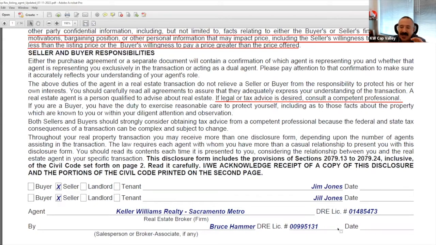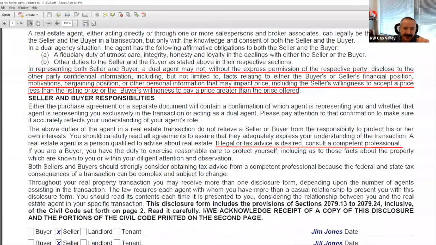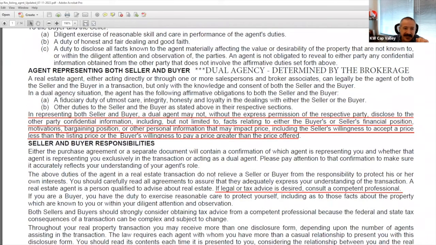The reason it's not is because dual agency is determined by the corporate license number, not the broker of record's license number. Capital Valley has a different corporate license number, which means that is not dual agency. So I hope that's clear. Oh, one important thing to also talk about here: I personally don't like dual agency. A lot of agents love it, and it's legal.